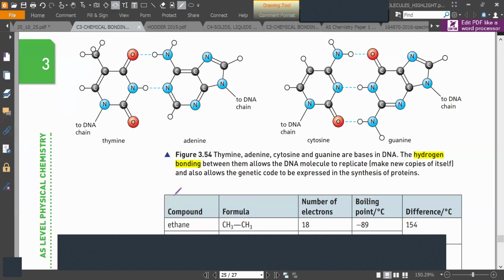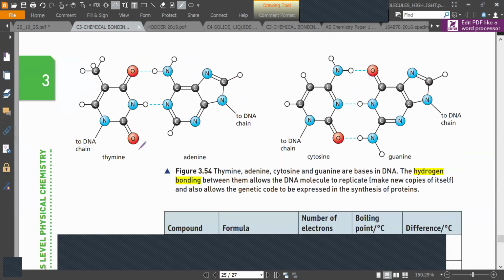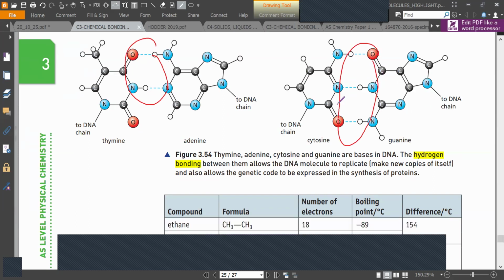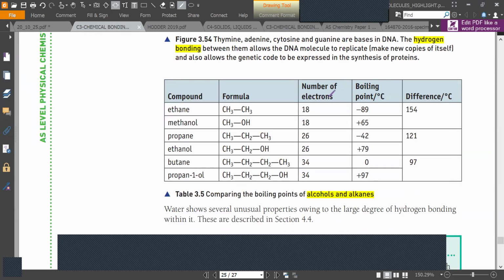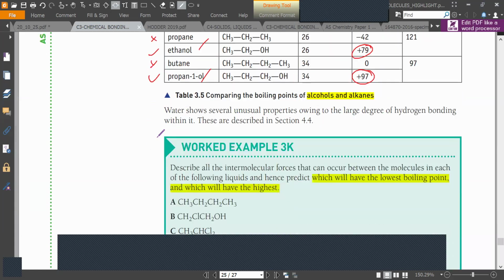For example, this one is hydrogen bonding in the DNA, which is very important. This one compares alkane and alcohol. Same number of electrons, but this one has a higher boiling point because of the hydrogen bonding. Same here, higher boiling point because of the hydrogen bonding. That can happen in alcohol, but not in alkane.